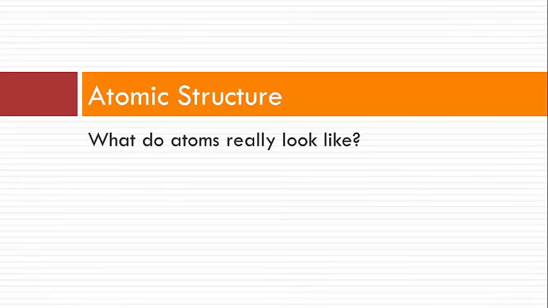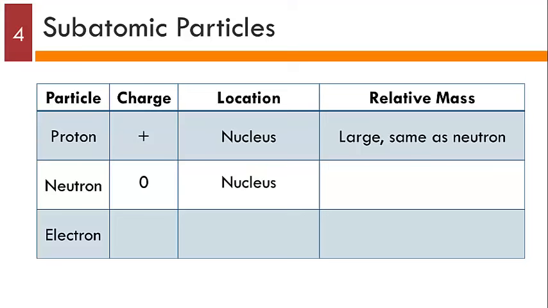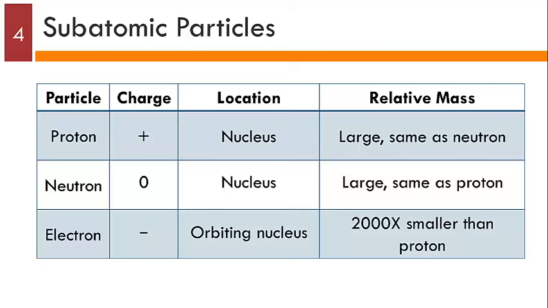The next questions are about atomic structure. The subatomic particles that make up the atom are protons, neutrons, and electrons. Protons are positively charged and are found in the nucleus. They have a large relative mass. The neutron has no charge, and it is also found in the nucleus, and its relative mass is also very large. The electrons are negative, and they orbit the nucleus in an electron cloud of high-speed moving electrons, so high-speed negative particles. And electrons are about 2,000 times smaller than a proton.